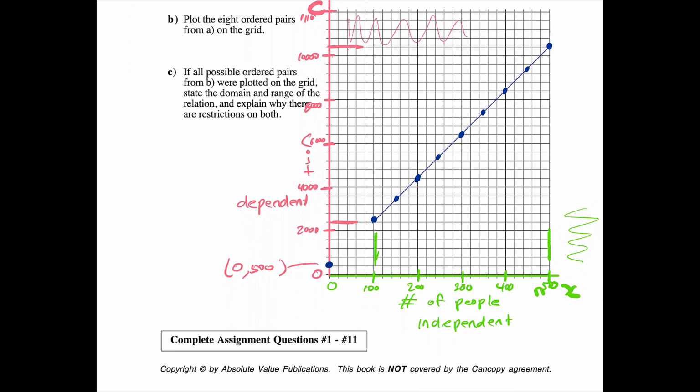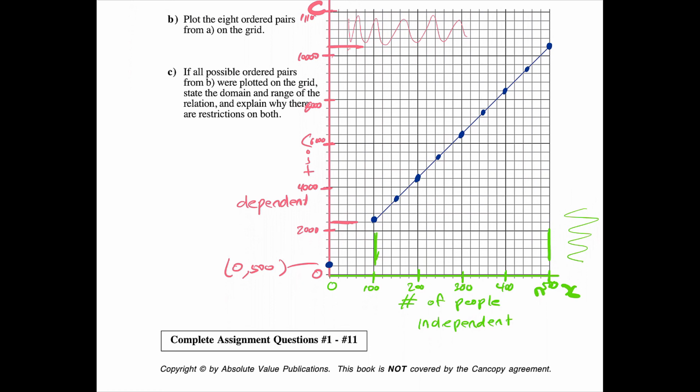Do I want to have all whole numbers or natural numbers or integers or real numbers? Well, it's not going to be real numbers because we can't have fractions of people. It's not going to be integers because we're not going to have negative people. So essentially, we're going to be looking at the natural or whole numbers here.